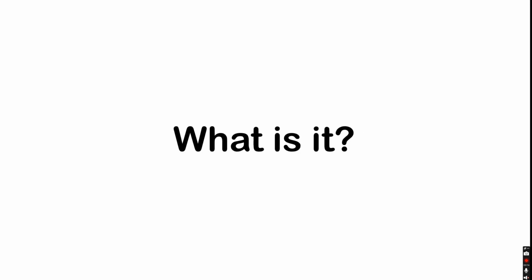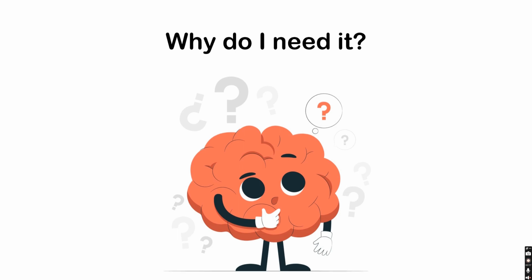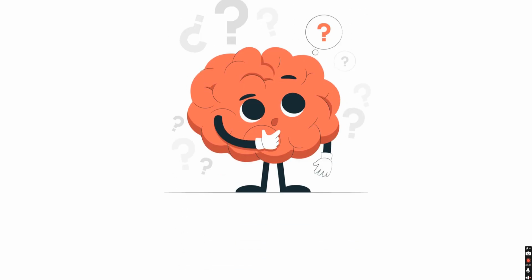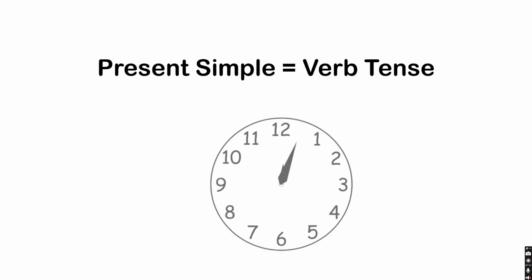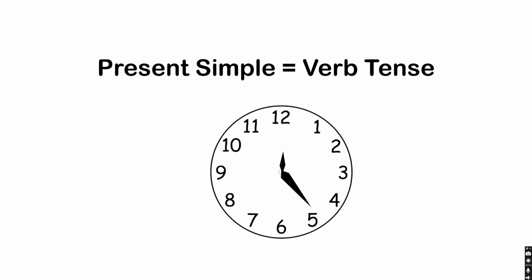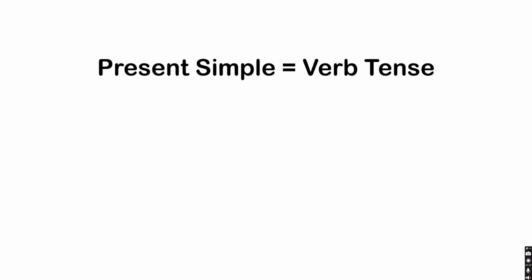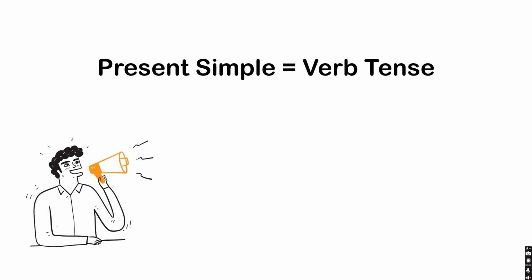Present simple. Have you ever wondered, what is it and why do you need it? Well, the answer is actually quite simple. Present simple is a verb tense. This helps us understand when the action takes place. In this case, present simple refers to the present, as you may have guessed it already. It is also very useful if we want to make sentences, whether in speaking or writing.